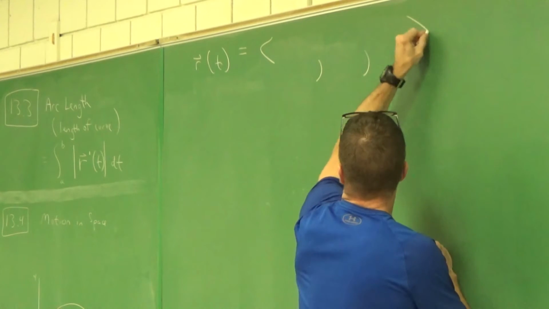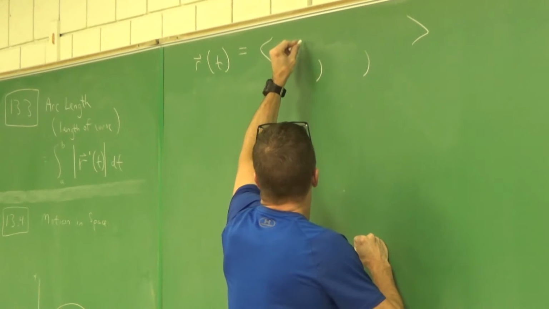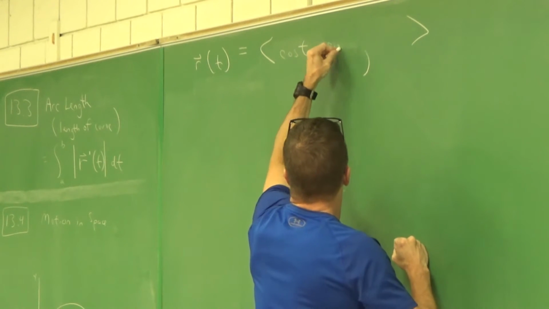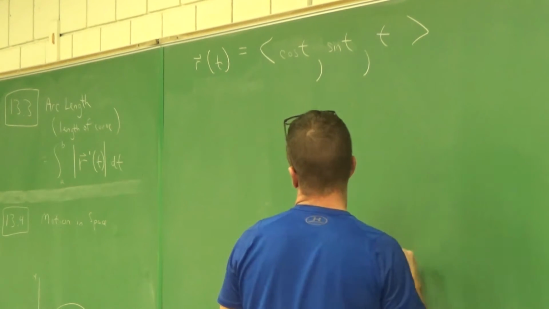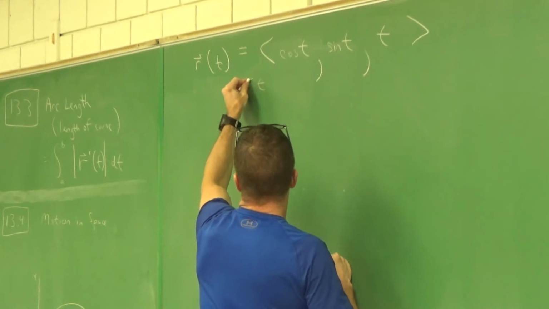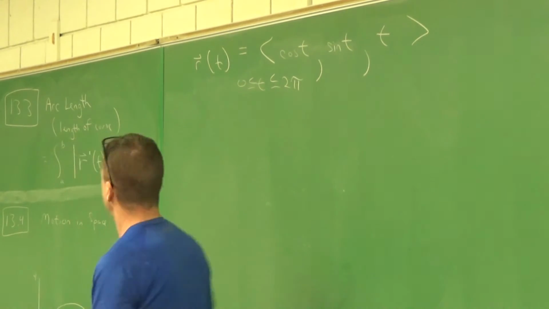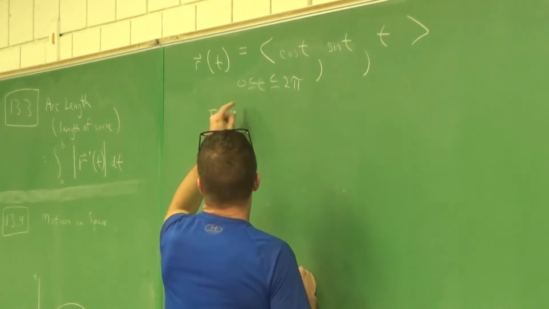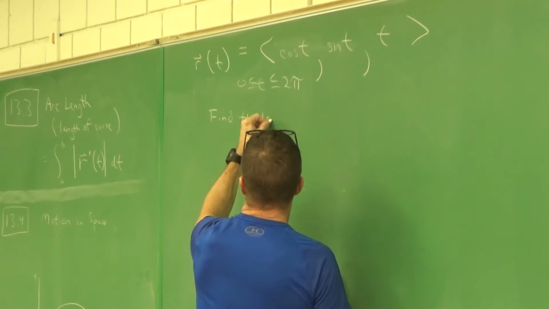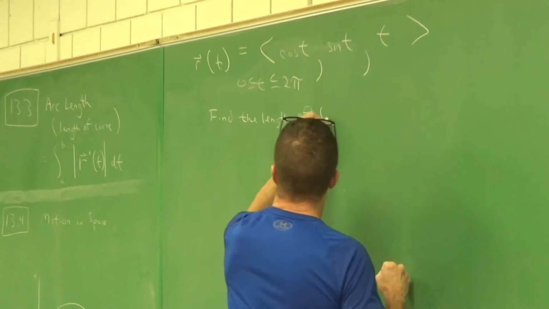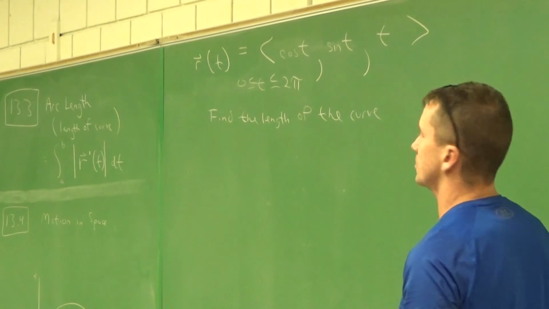a circular helix. How about r of t equals cosine t, sine t, t. And let's just take this thing from 0 to 2 pi. So I'm going to find the length of this curve, which is also the arc length with those limits of integration. Find the length of the curve from t equal to 0 to t equal to 2 pi.